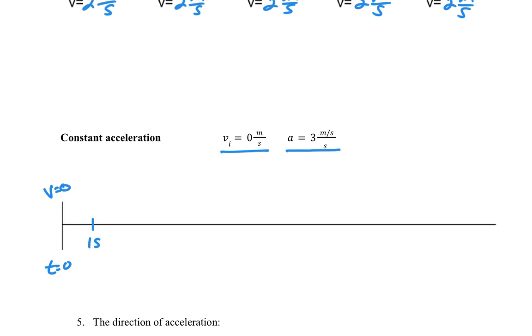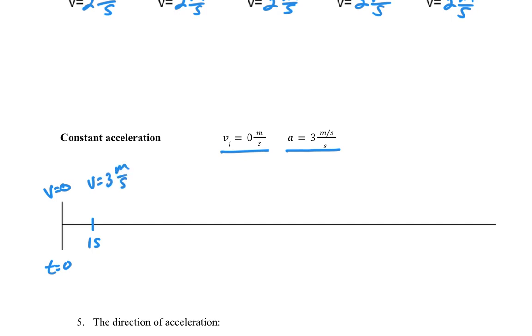That's where knowing my acceleration is going to help, because what this is telling me is that the object is gaining 3 meters per second of velocity every 1 second. So the velocity at time 1 second is actually going to be 3 meters per second.